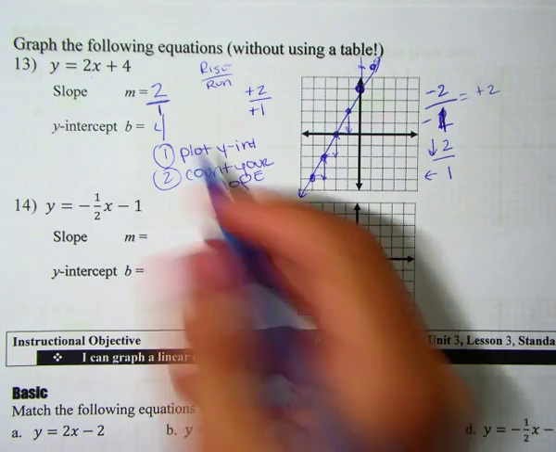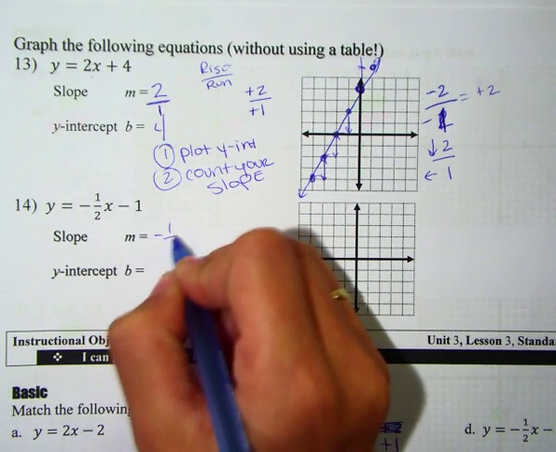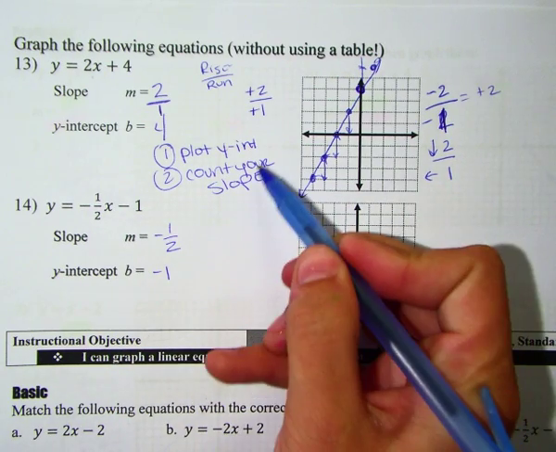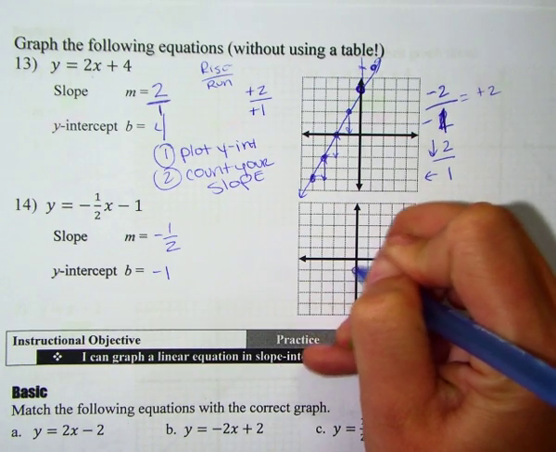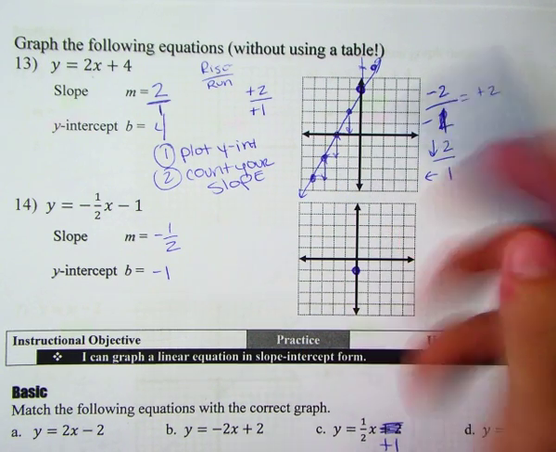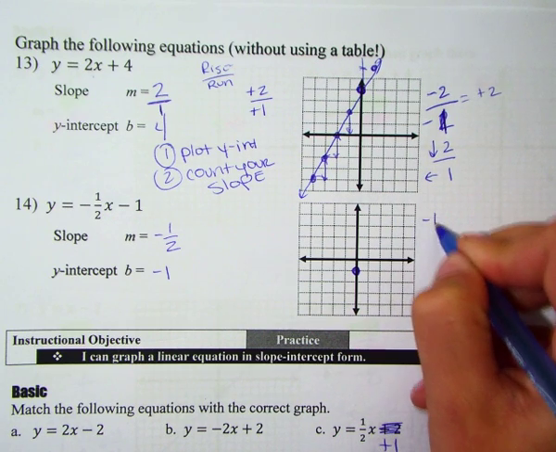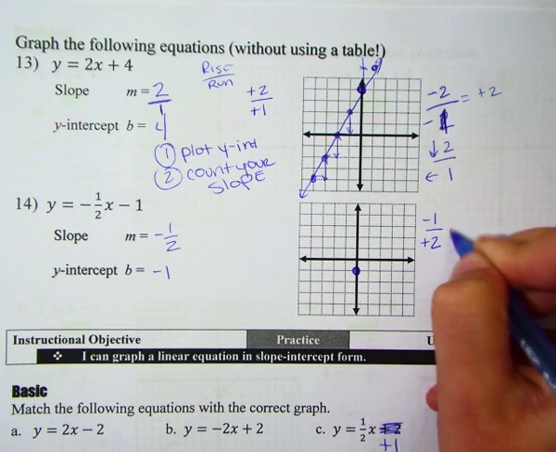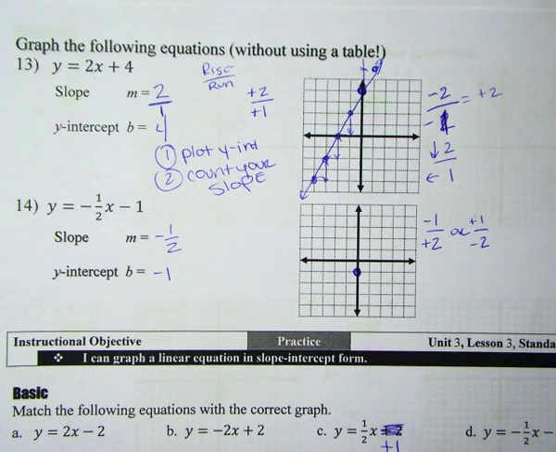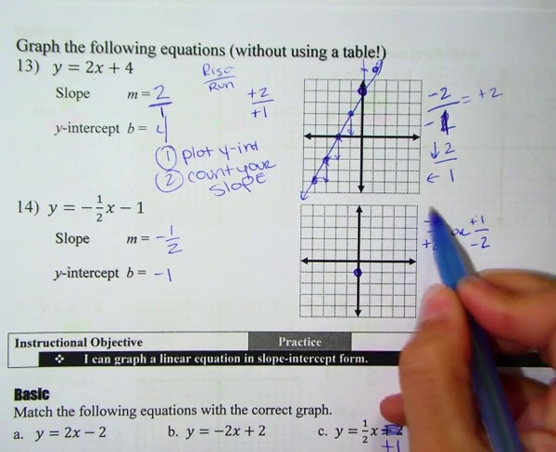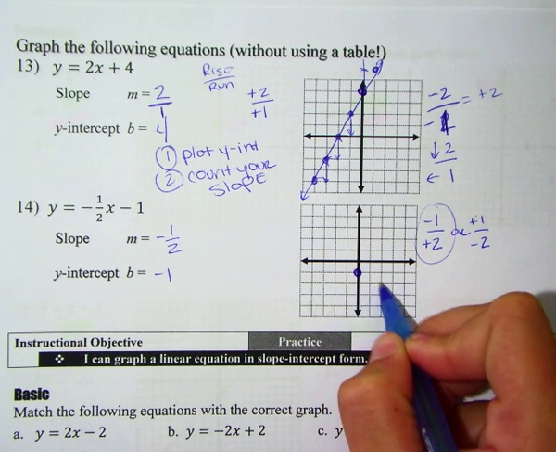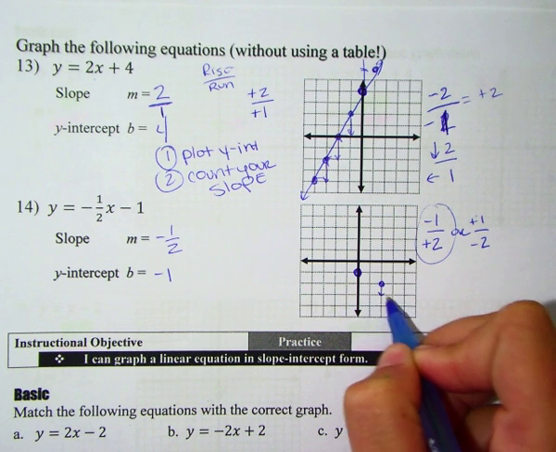Number 14, same idea. My slope, -1/2. My y-intercept, -1. First, plot the y-intercept, -1 on the y-axis. Then count my slope. My slope is either -1 divided by a +2 or +1 divided by -2. Remember that the negative can only go with one of them. So I'll do this one first. This will be down 1 and then right 2. Down 1, right 2.